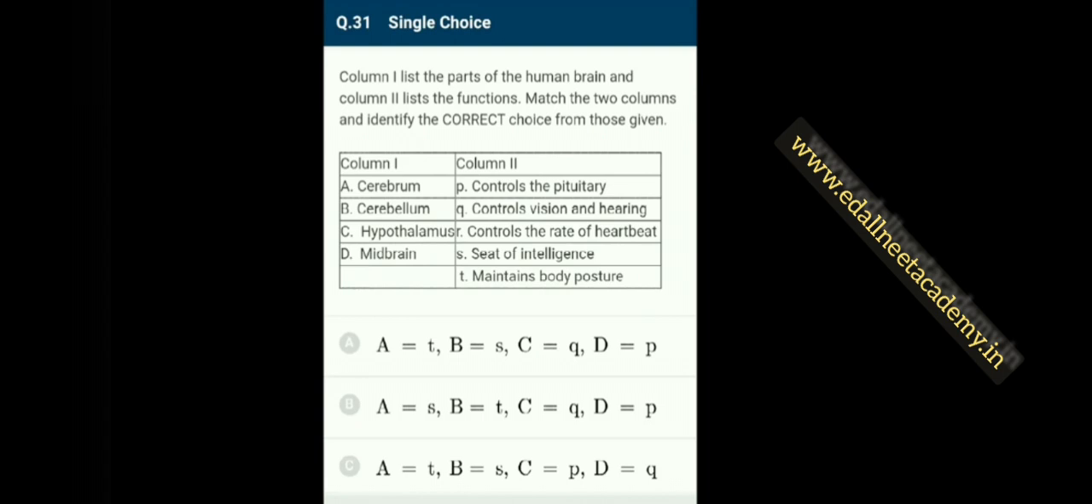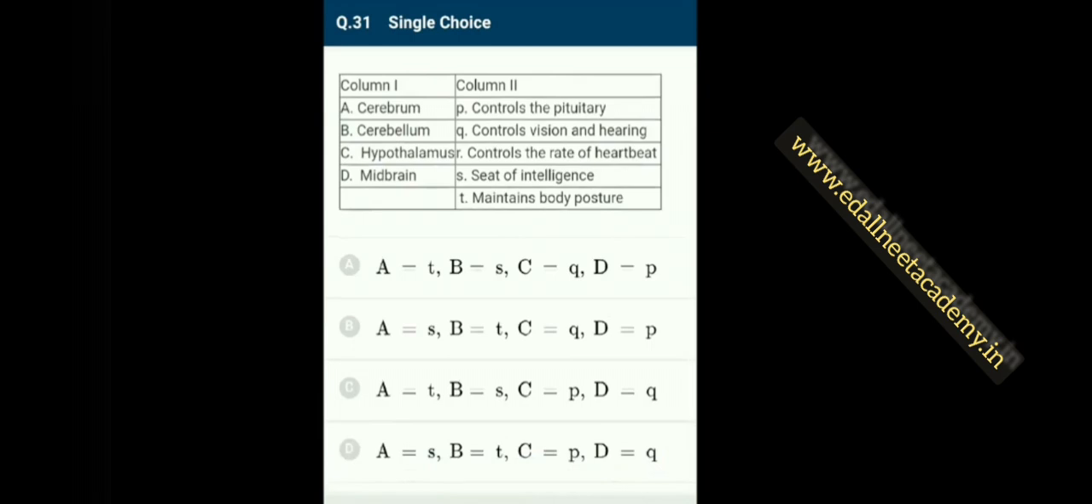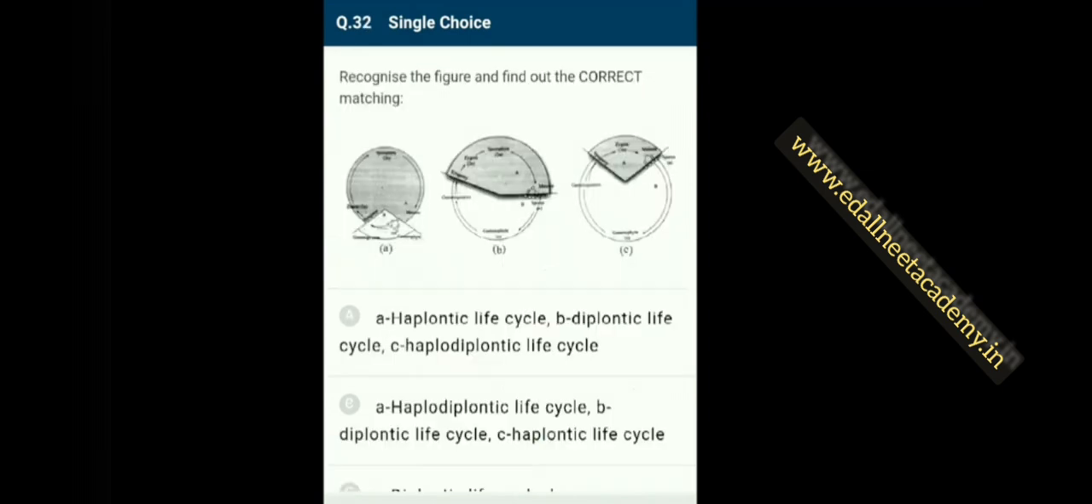So the correctly matching option is option D. A is matching with S, B is matching with T, C is matching with P, D is matching with Q. So that is the correct option. Recognize the figure and find out the correct matchings.